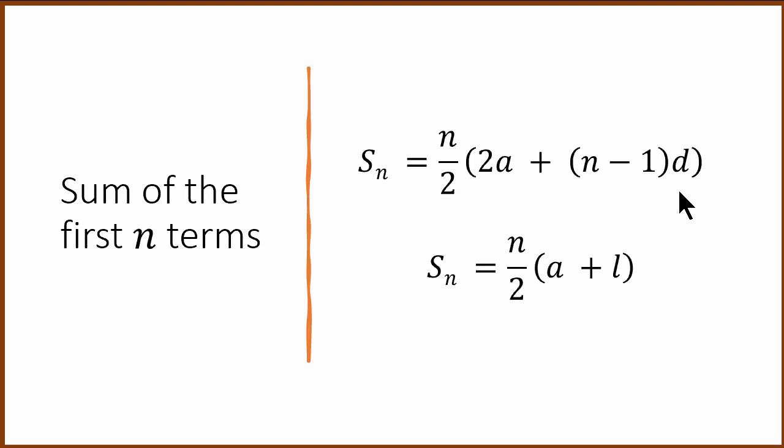Now, sometimes you may be given the first term and the last term, in which case you can easily find the sum as S of n equals n divided by 2 times (A plus L), where n is the number of terms, A is the first term, and L is the last term. So this is another way to find the sum of n terms. These are the key important formulas. The nth term formula and the sum of the first n terms formula are very important for arithmetic progression.